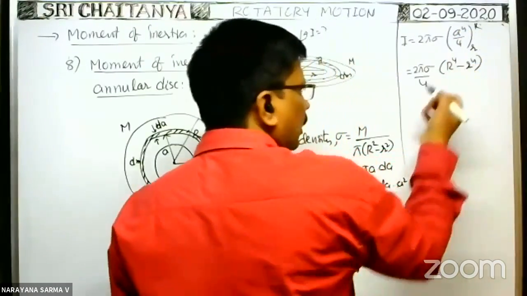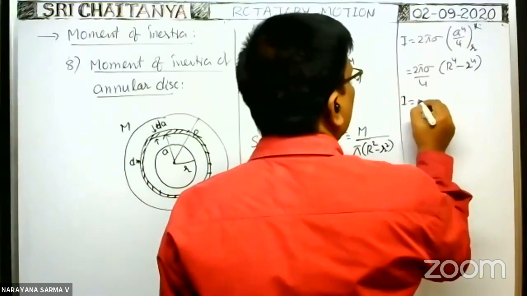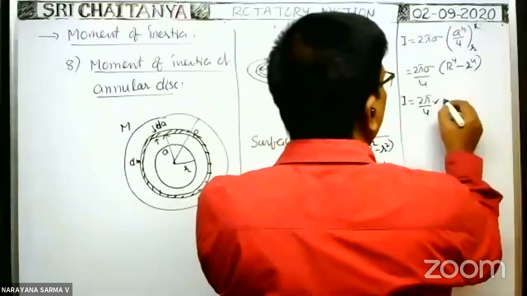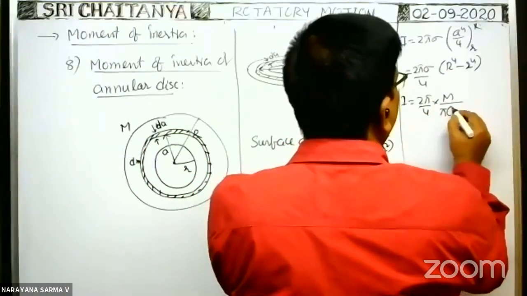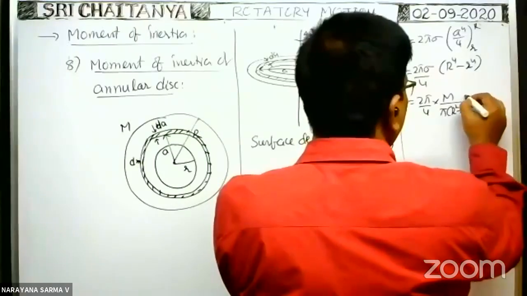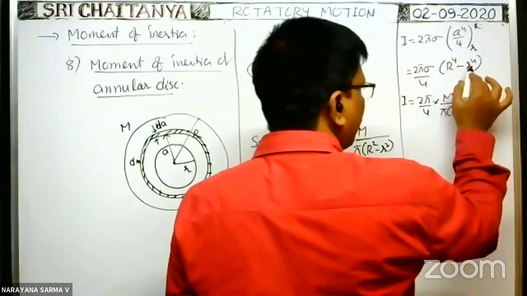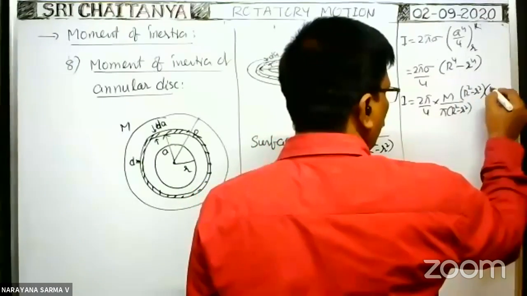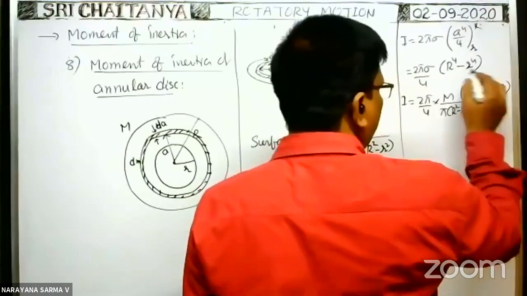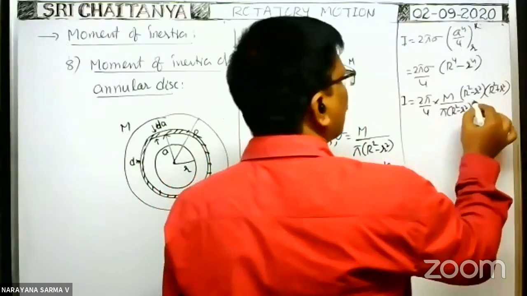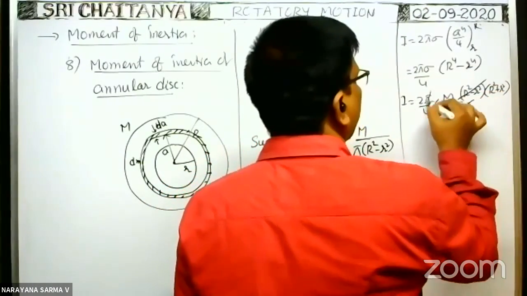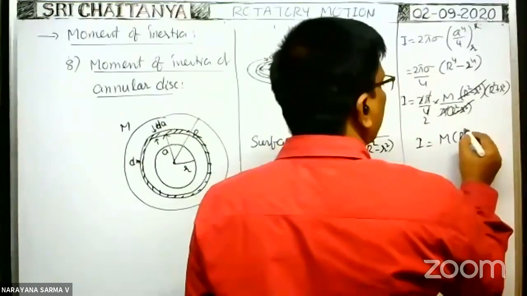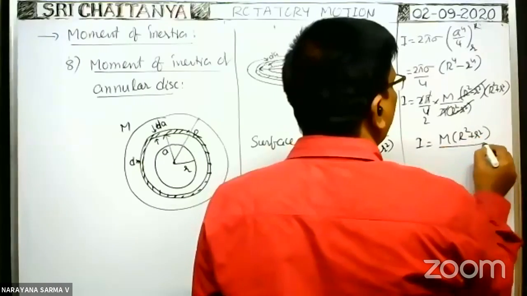When you substitute the lower limit, we put a minus sign. Now we substitute the data. 2 pi by 4 into sigma, which means M by pi into capital R square minus small r square. Here R to the power of 4 minus r to the power of 4 can be written as R square minus small r square into R square plus small r square, A plus B into A minus B. This R square minus small r square cancels, pi cancels, the 2s cancel. Therefore, I is equal to M into capital R square plus small r square, whole by 2.